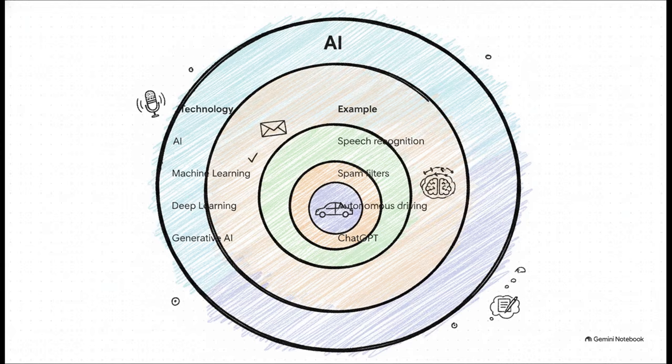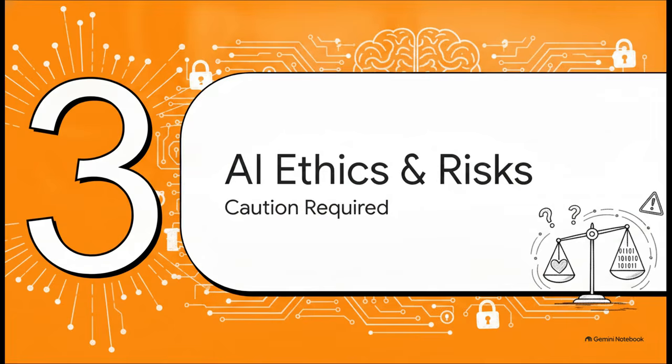AI is the broad, overarching term for intelligent computer behavior. Inside that is machine learning, which learns patterns from data, like your email spam filter. Inside that is deep learning, using complex neural networks modeled on the human brain for things like autonomous driving vision. And inside that is generative AI, which uses deep learning to actually generate brand new data, like ChatGPT. Section 3, AI ethics and risks.